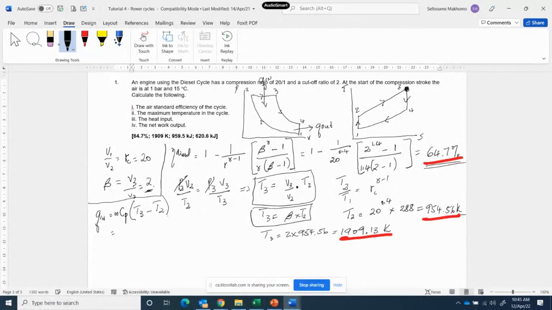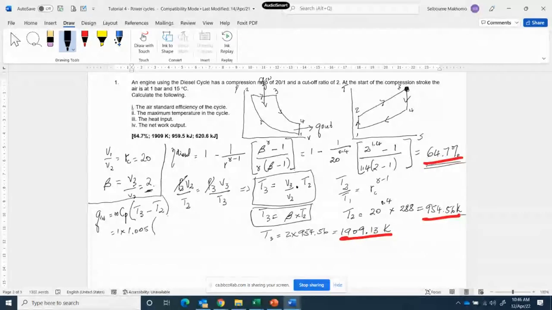So 1 multiplied by Cp. You see in this question here, R, Cp and Cv are not given. But because we are dealing with air, and that information is not given, we know that Cp for air is 1.005 and Cv for air is 0.718. That's some of the information that you need to know.